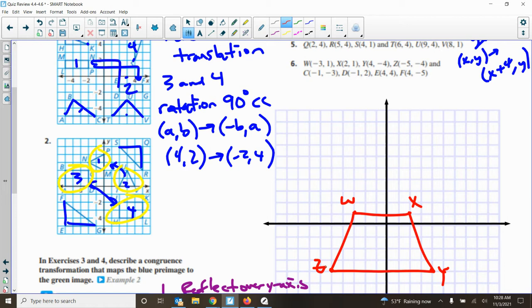And let's change to blue. C is -1, -3. And D is -1, 2. So that's C. That's D. E is 4, 4. And F is 4, -5.